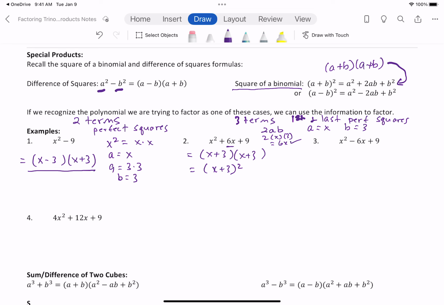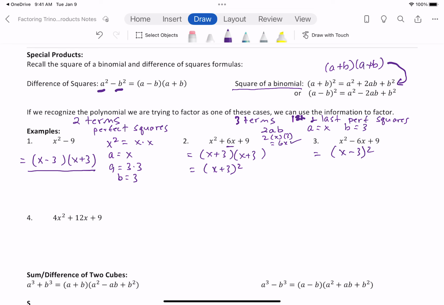Notice for number 3, the only difference is the sign in the middle. So this is the second case of the square of a binomial where it's going to be a minus b squared. All of the information that we looked at for number 2 is going to be the same. My a is x, my b is 3, and if I multiply 2 times the x times the 3, we do get 6x in the middle. So the only difference this time is instead of getting x plus 3 squared, we're going to get x minus 3 squared.